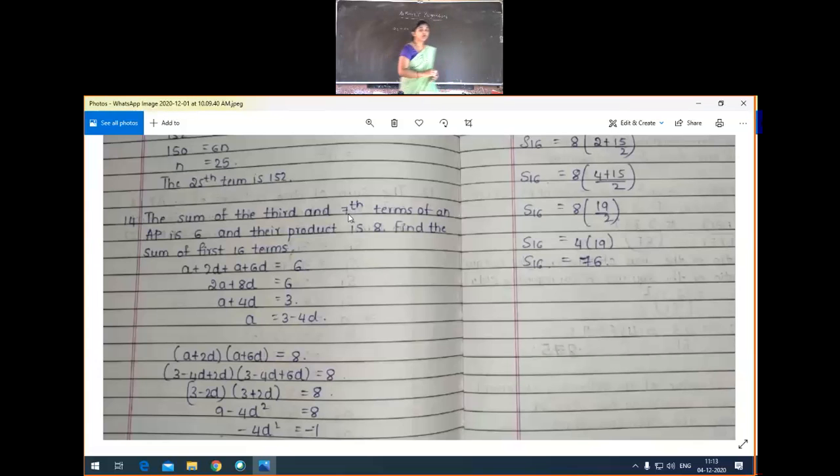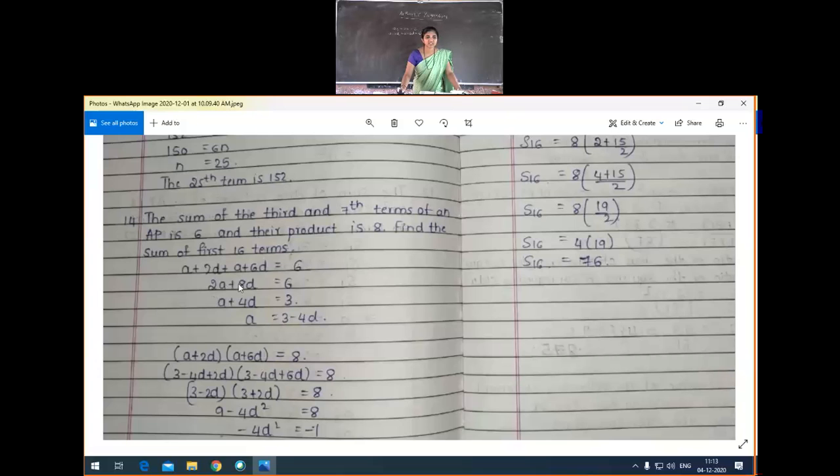How can we write A3 in the general form? A plus 2D. A3 we can write as A plus 2D. A7 is A plus 6D, which is equal to 6. You all know how to substitute this one, no? A plus 2D plus A plus 6D is equal to 6. Sum of the third term and the seventh term is 6. Then here A plus A is 2A, 2D plus 6D is 8D, is equal to 6.